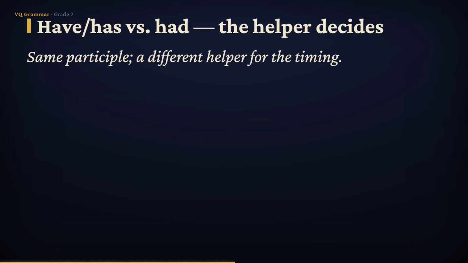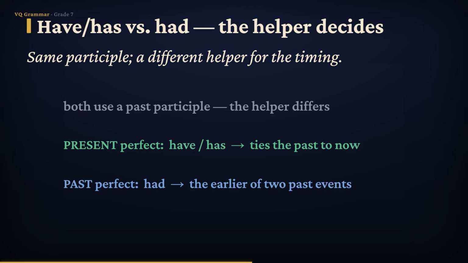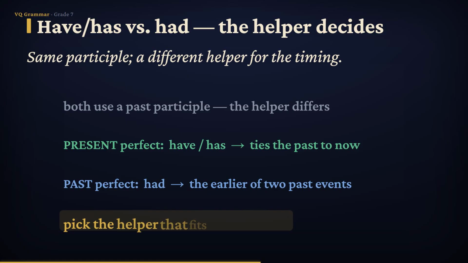Let's set the two side by side, because they share a past participle and differ only in the helper. In the present perfect, the helper is have or has, and it ties a past action to right now. In the past perfect, the helper is had, and it marks the earlier of two past events, the past before the past. So when you build one of these tenses, just pick the helper that fits the timing you mean. Ready to practice a few together?